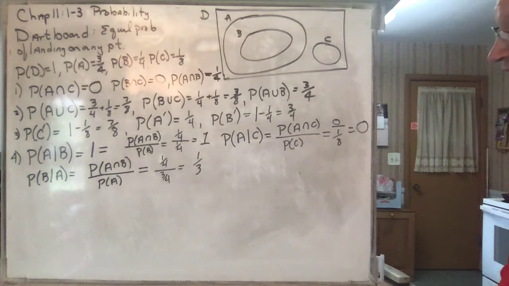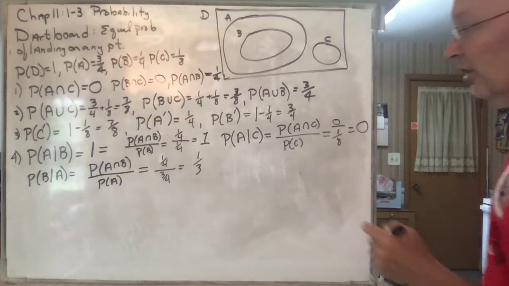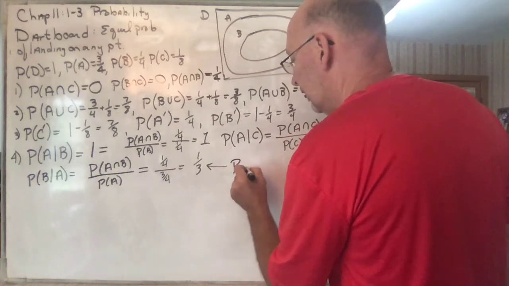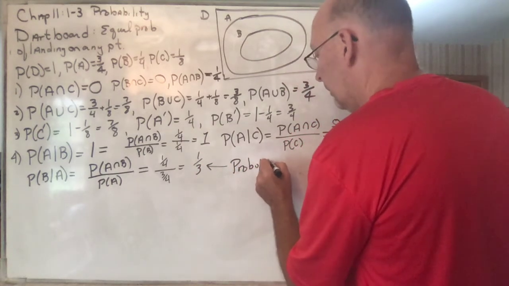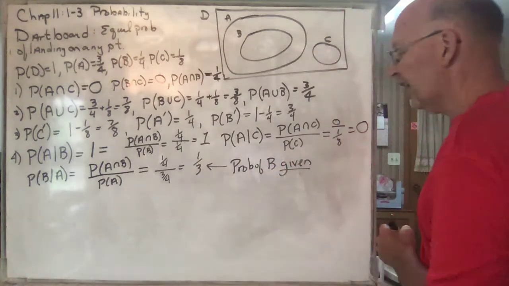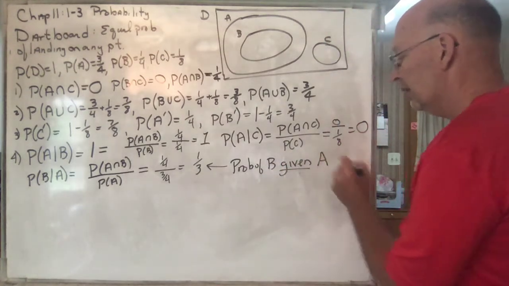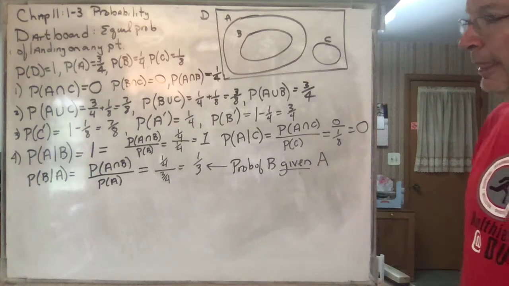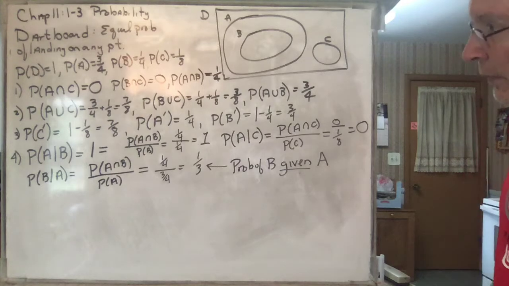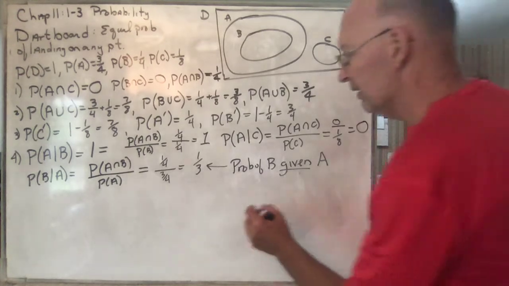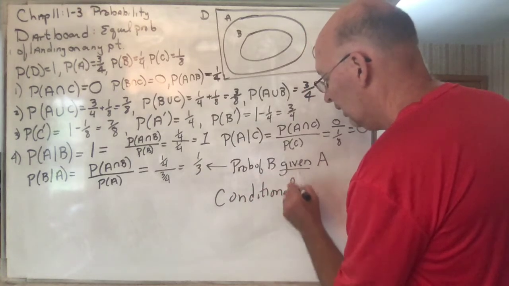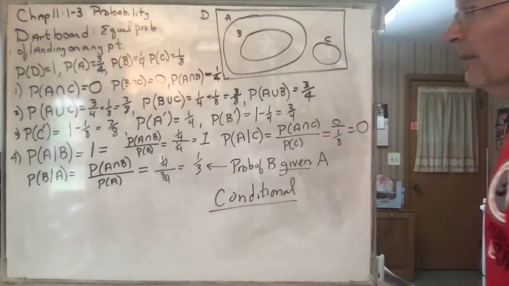Okay? So the words for this is the probability of B given the fact that you know that A is true. Okay? That's called conditional probability. Conditional probability. It's the probability of one thing on the condition that you know that something else happened.